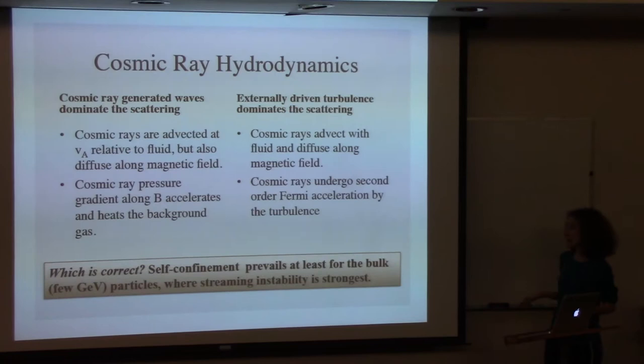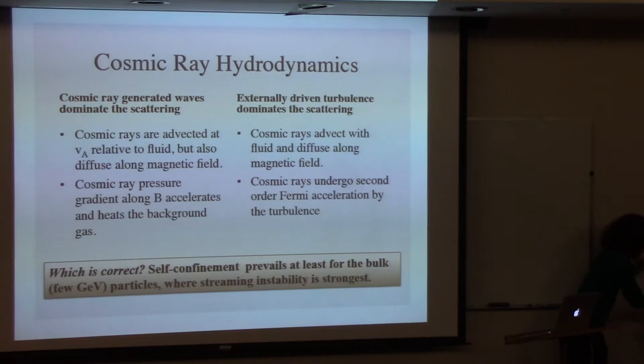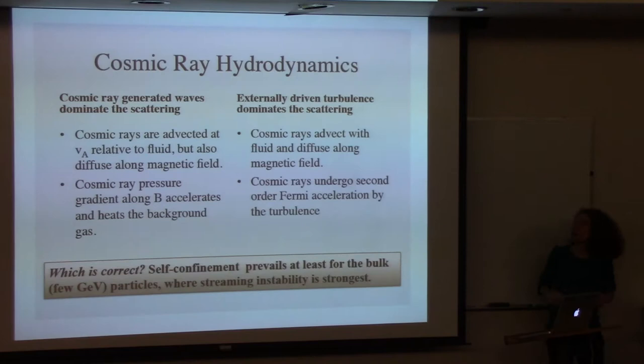On the other hand, you can say, well, the interstellar medium or the intergalactic medium is a turbulent place. You just have turbulence. You don't need cosmic rays to generate turbulence. So what would be the consequence of that picture? Well, the cosmic rays would still advect with the fluid if they're frequently scattered, if you have enough turbulence, and diffuse along the magnetic field. But instead of donating energy to the medium, they would absorb energy from it by second-order Fermi acceleration. These are two very different pictures. Do cosmic rays give up energy to the medium, or do they take energy from it? Which is correct depends on details of the turbulent cascade and what kind of medium you're in.